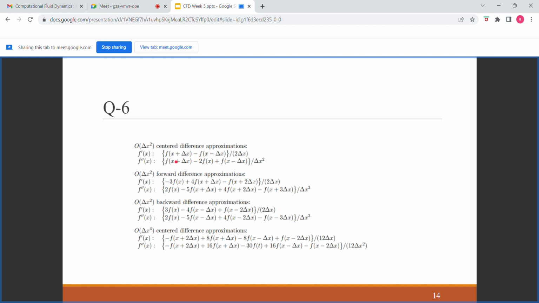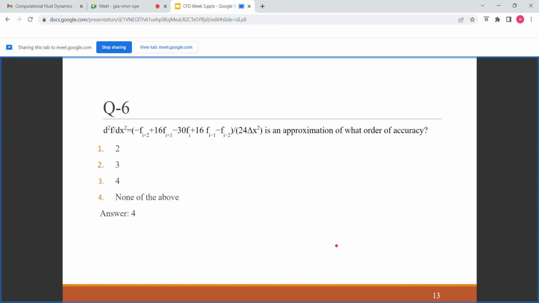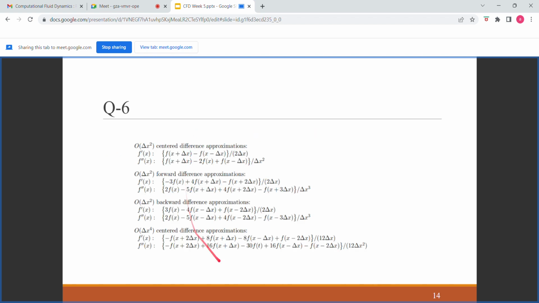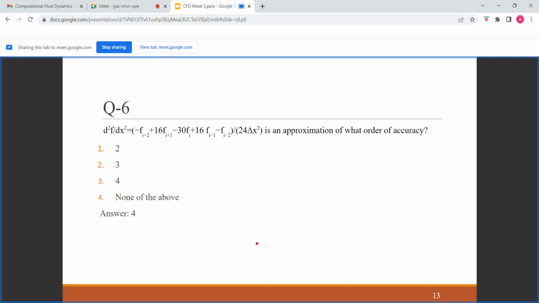So it can be seen that 5 points were given, so obviously this was not the case. And in the forward differencing scheme also only 4 points are given: x plus delta x, x plus 2 delta x, x plus 3 delta x. So the forward approximation is also not true. And in the central difference scheme it is x plus 2 delta x, x plus delta x, x minus delta x and x minus 2 delta x. So 5 points are given, but it is 12 delta x square and not 24 delta x square. So even though all other coefficients like minus 1, 16, minus 30, plus 16, minus 1 are matching, this is not a fourth order accuracy.